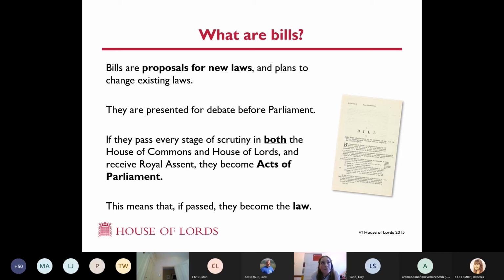Bills have to pass through both houses of Parliament and get the seal of approval from the Queen before they become acts of Parliament and the law. So that means that if bills are passed, they become the law. So we can think of bills as draft laws. It's really important to keep that in mind, that bills are draft laws.